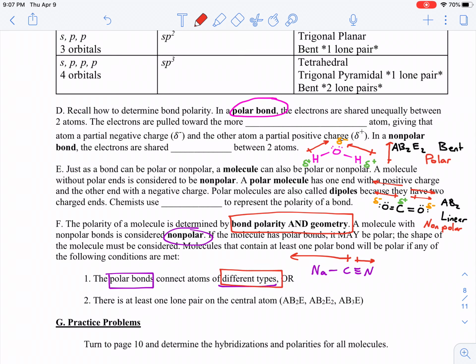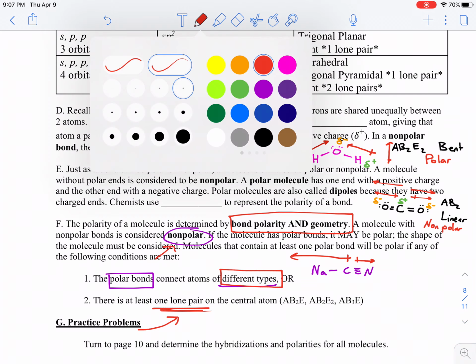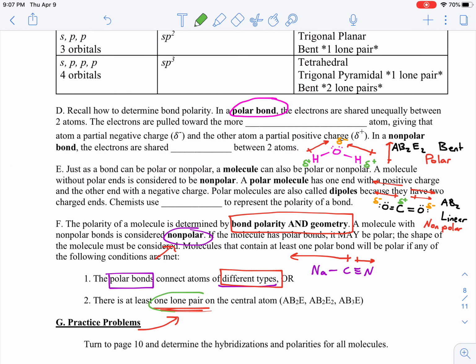Or if you have a lone pair or more on the central atom, your molecule is automatically polar. And just so you know, this one takes precedence over nonpolar bonds. So as soon as we see a lone pair on the central atom, our molecule is automatically polar, no questions asked. I don't think we're going to see many cases where we have a lone pair on the central atom and nonpolar bonds. But in order of operations, you care first about the fact that you have lone pairs on the central atom. If that's the case, you're polar in terms of the molecule.